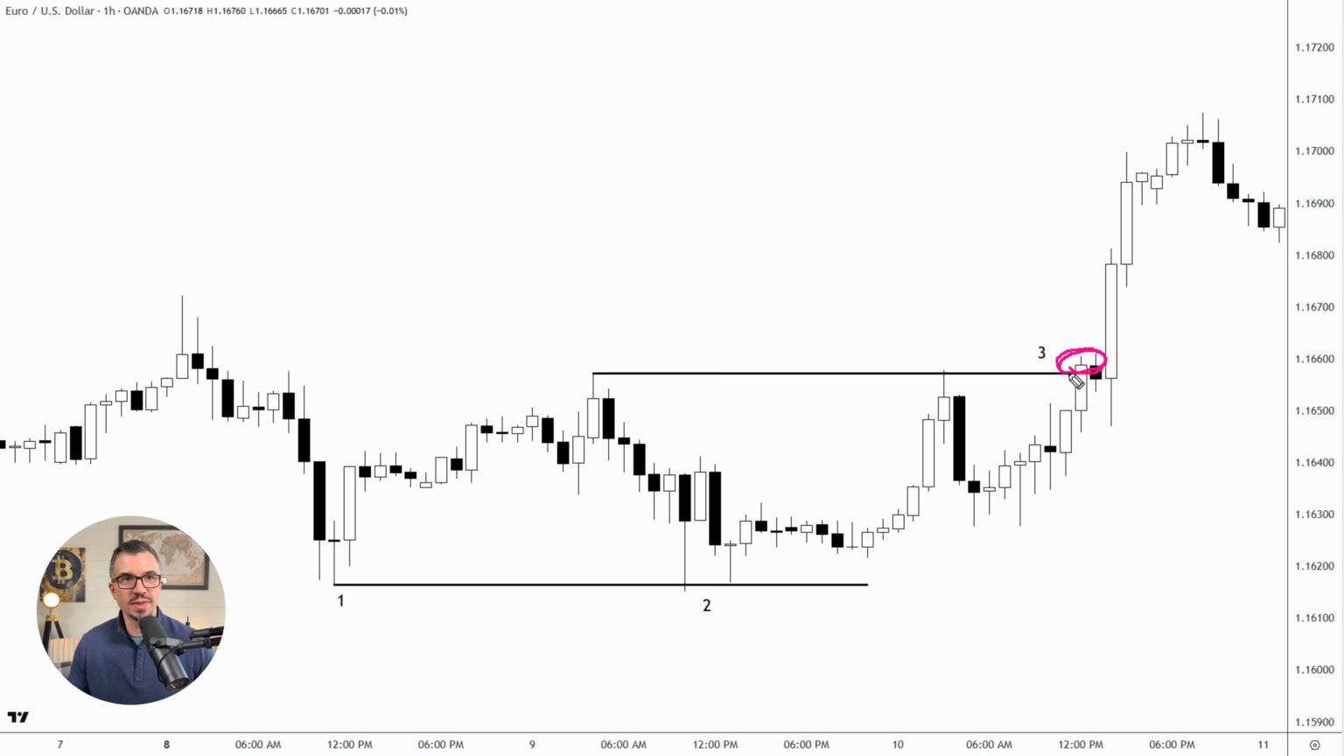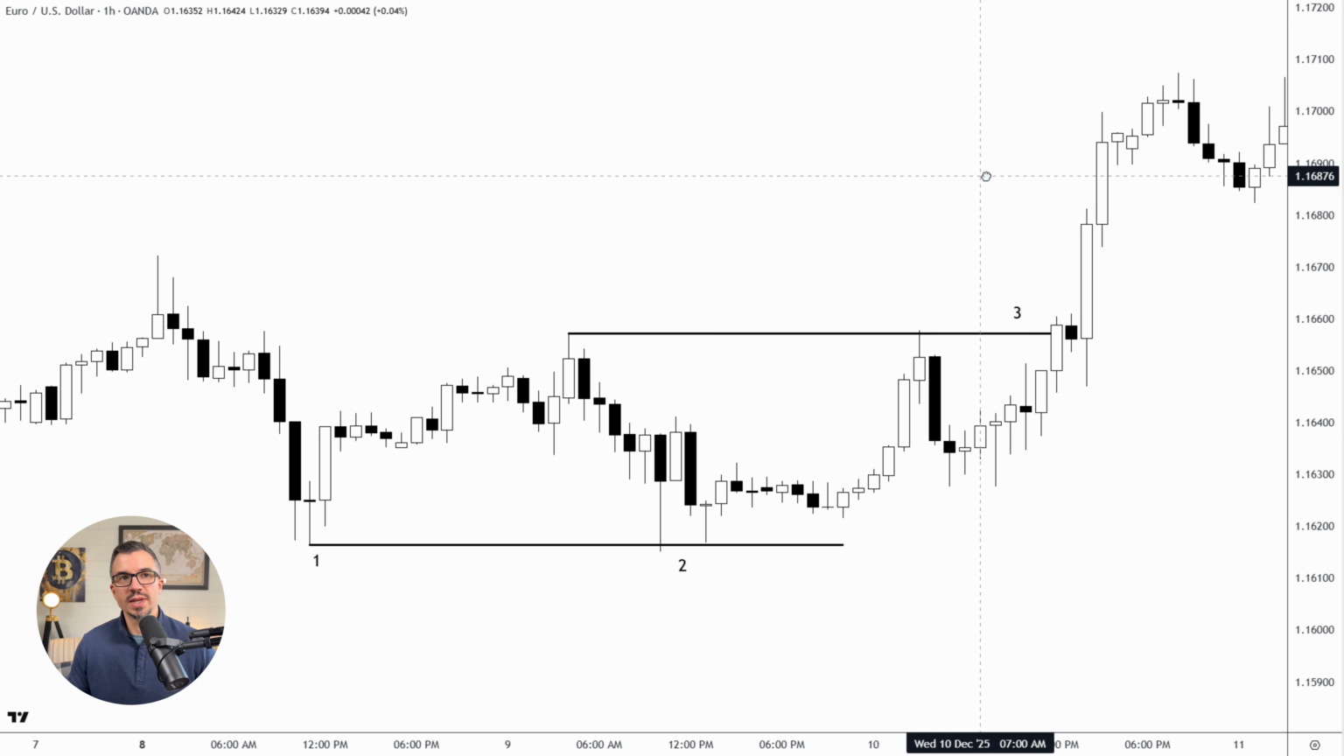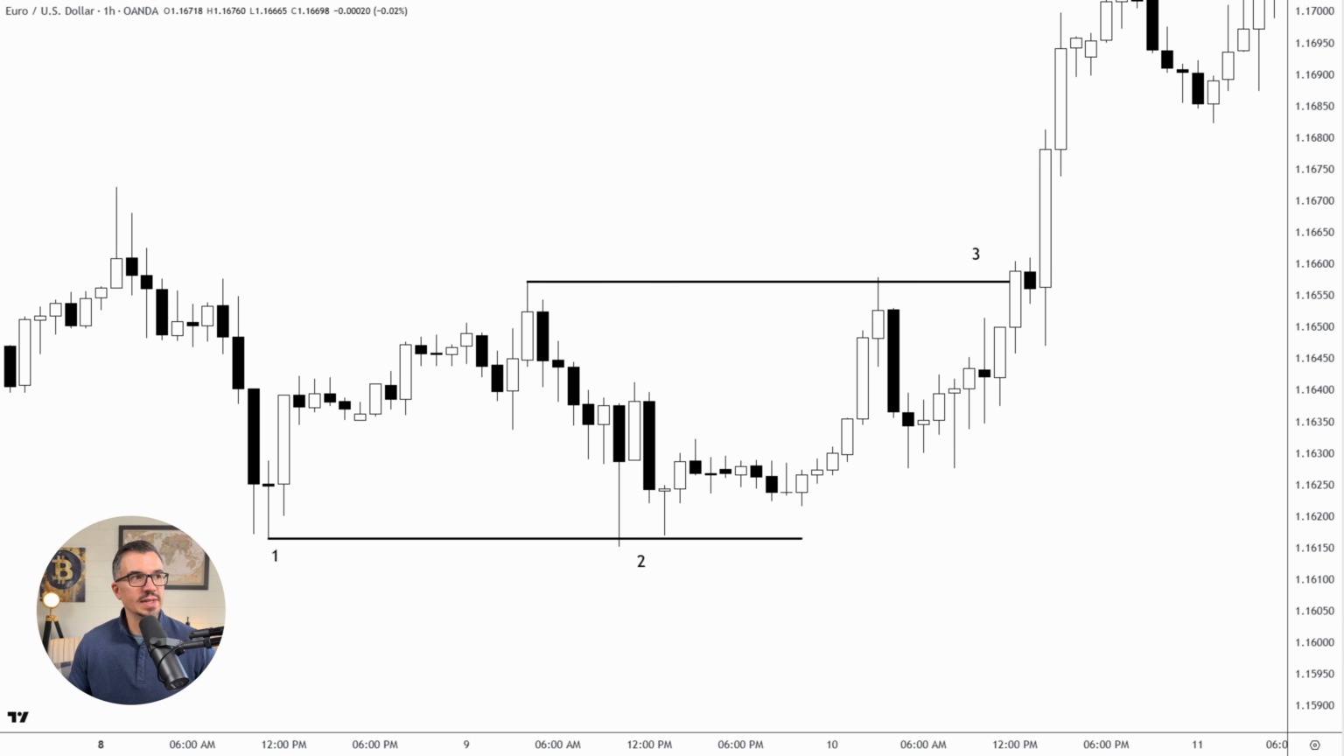And I also want to talk about this because even though this was very slight, if you look from this high back here up to the close on the hourly, this was just a couple of pips. But here's what's key: it's not just about this candle. It's not just about this 2 pip close above. It's about the displacement that you saw back here.